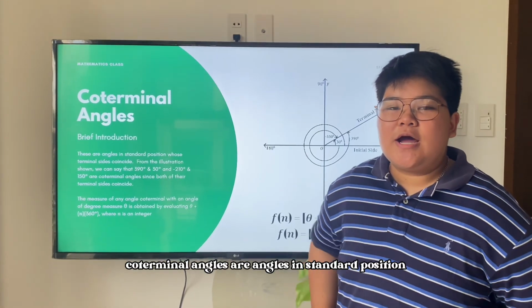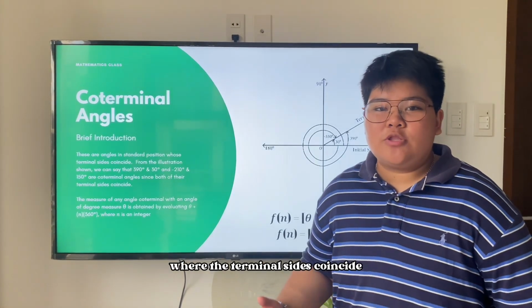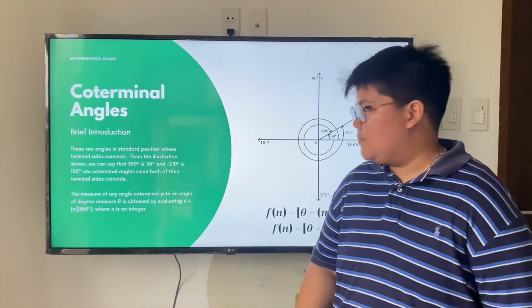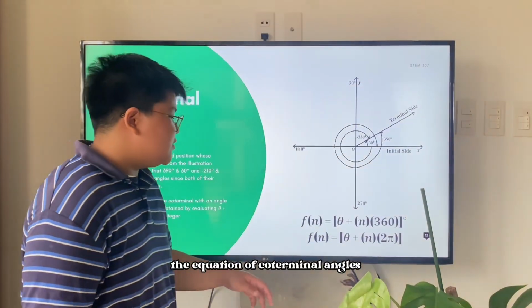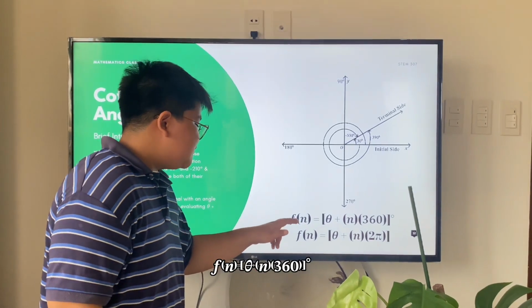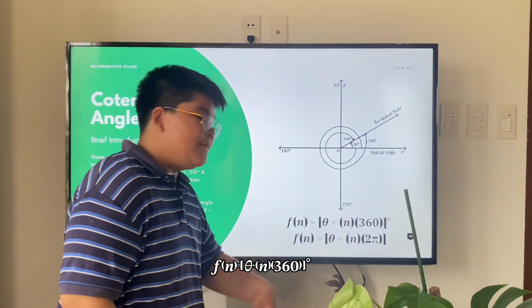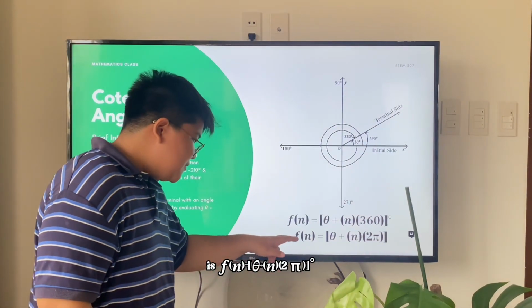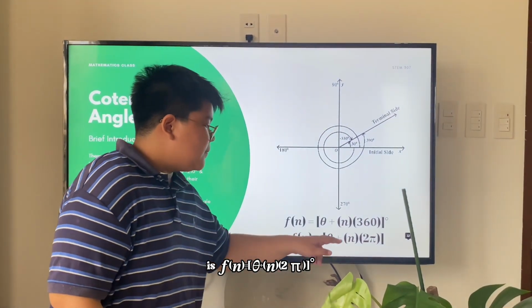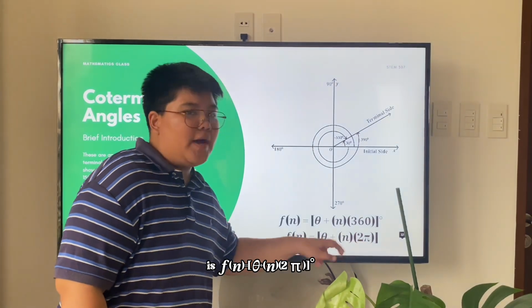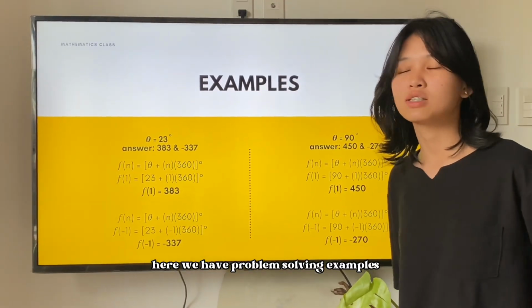Coterminal angles are angles in standard position where the terminal sides coincide. The equation of coterminal angles in degrees is f sub n is equal to theta plus n times 360. But in radians, f sub n is equal to theta plus n times 2 pi. Here we have problem-solving examples.